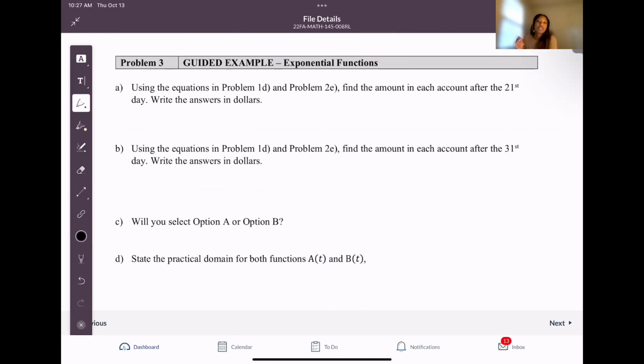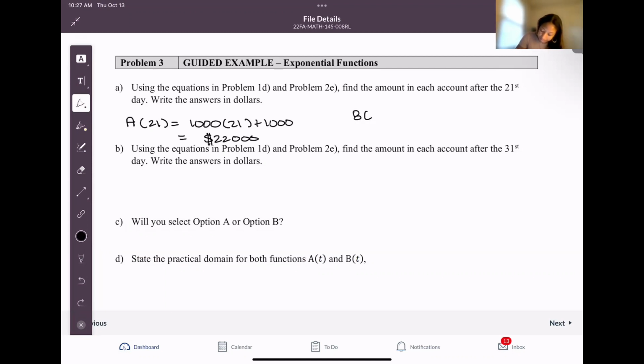All right, then part 3, using the equations in 2D and 2E, find the amount in each account after the 21st day and write the answer in dollars. We said A was 1,000 T plus 1,000. So A of 21 would be 1,000 times 21 plus 1,000. We end up with $22,000 in the account. Life still ain't bad.